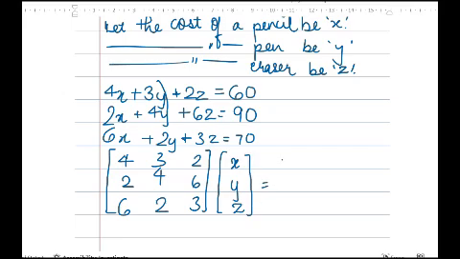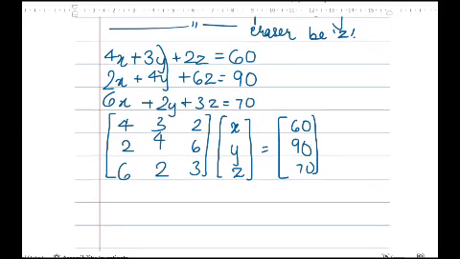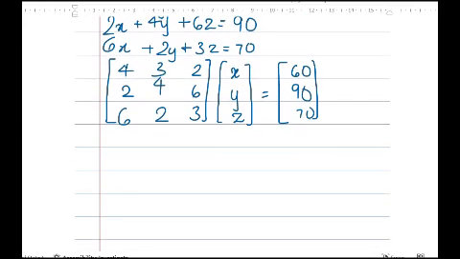Then is equal to, what are the values that you finally get? You get 60, 90 and 70. Okay, now we'll be solving these questions. How do we do that? First we'll simplify your determinant. So how will you simplify this determinant?